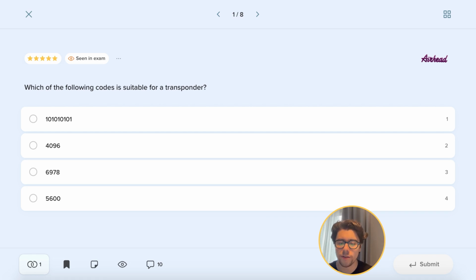Hello and welcome everybody. My name is Michal, and today we will go through some of the latest questions from radio navigation, and I'll try to give you some tips as to how to answer the questions and what to look for in the actual exams, and we'll go a bit deeper into the topics and the possible answers.